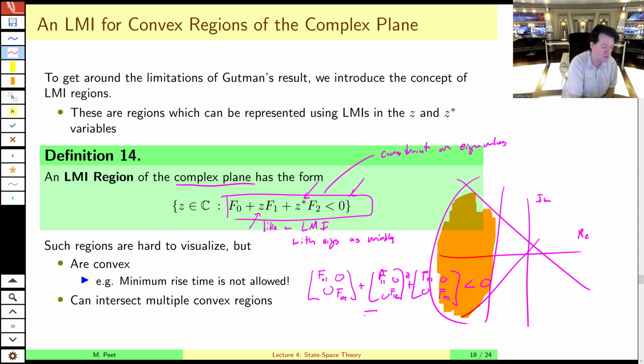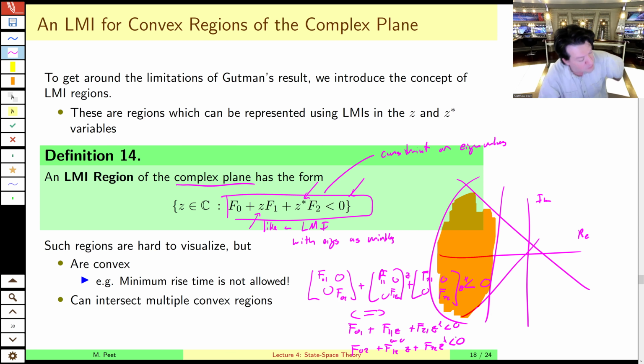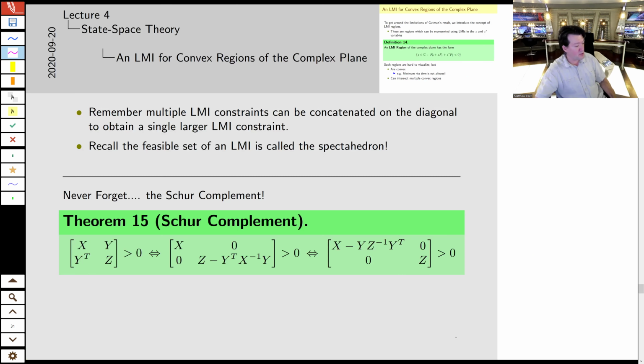So this is equivalent to F01 plus F11Z plus F21Z star less than 0, and F02 plus F12Z plus F22Z star is less than 0. So we can represent lots of regions like this. For example, any intersection of hyperplanes could be represented like this. But of course, the performance metrics we proposed did not necessarily have that form.